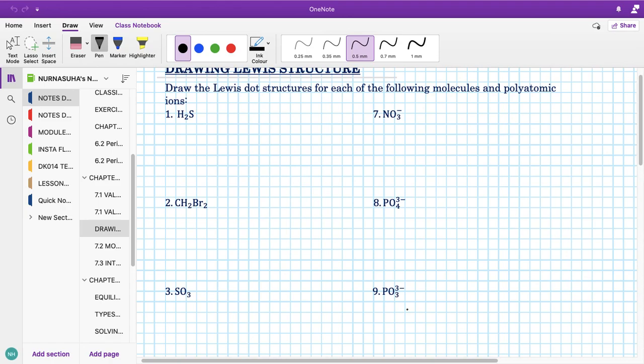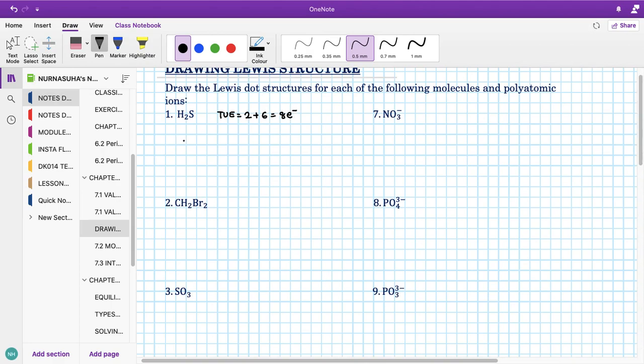So, the first one is hydrogen sulfide, H2S. Okay, so again, first, as I told you so many times, we calculate total valence electron first. Hydrogen 1, but because there are 2 hydrogen, so total electron is 2, plus sulfur. Okay, by now you should know sulfur has 6 valence electron. Therefore, total valence electron altogether is 8 electron.